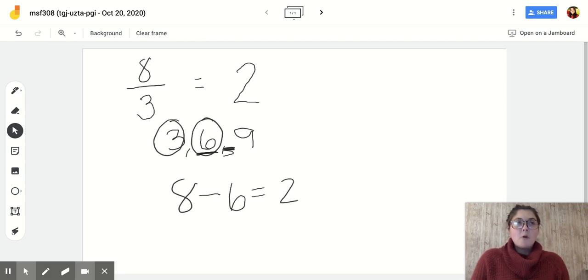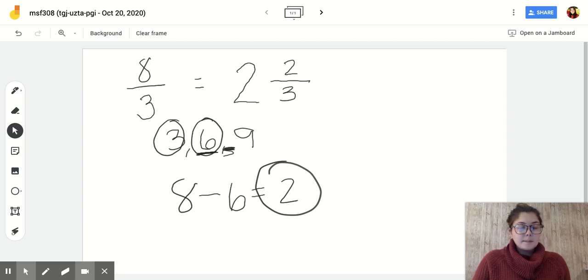Now remember from before when we went from a mixed number to an improper fraction, we kept our denominator. We get to do that when we go from an improper fraction to a mixed number. So our denominator is still going to be 3. Our numerator is going to be 2.